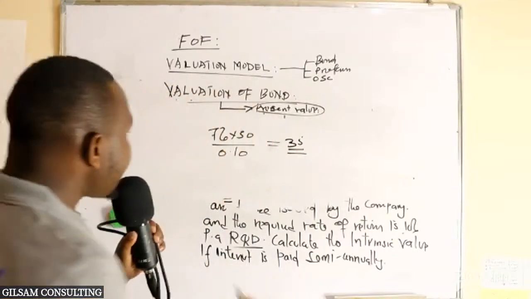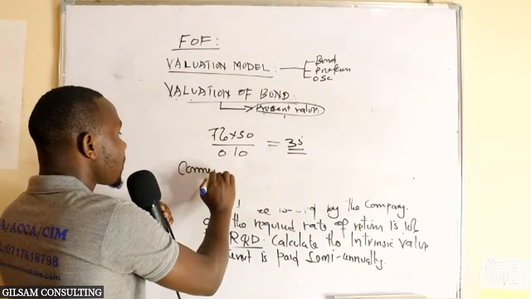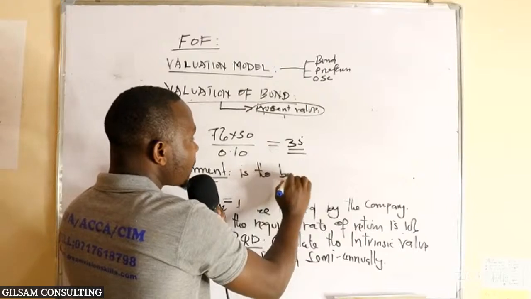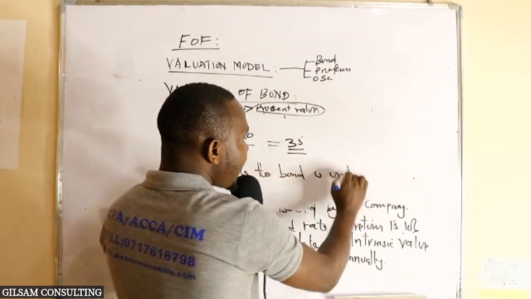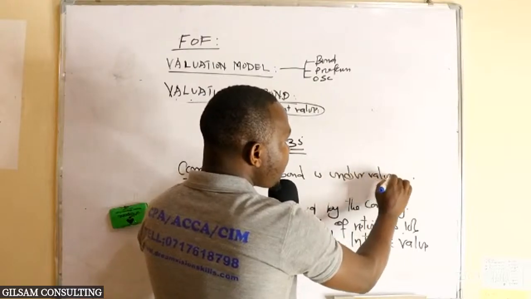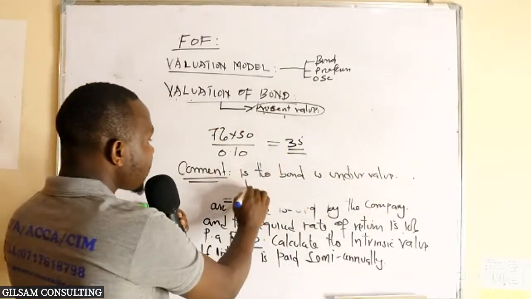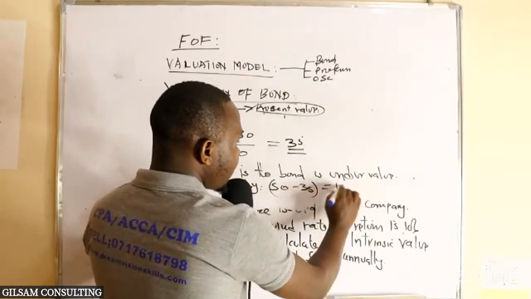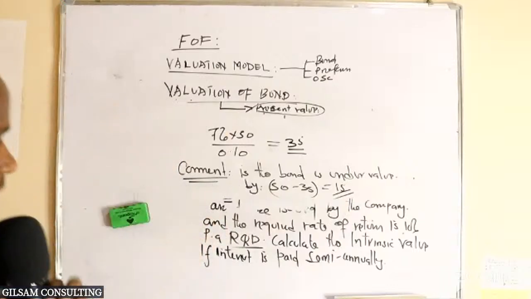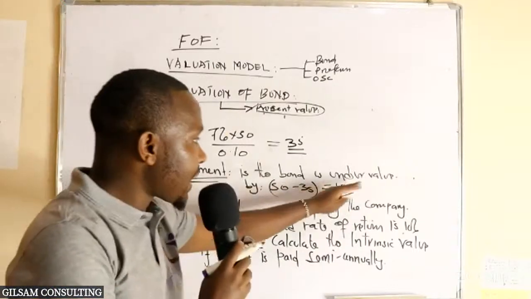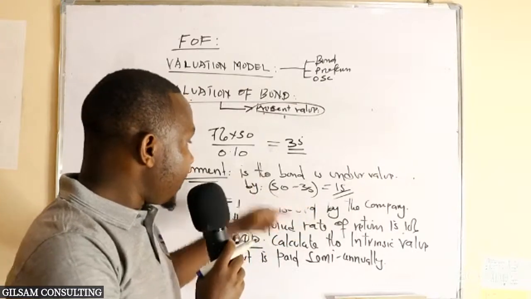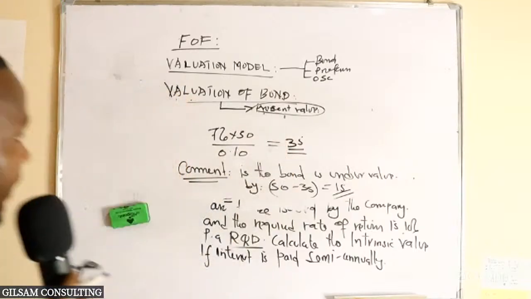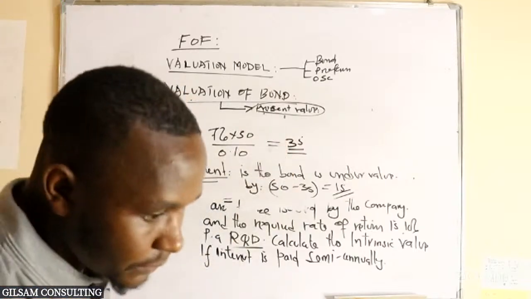So examiner atakwambia comment. The comment is that the bond is undervalued. The bond is undervalued by how much? 50 minus 35, 15 shilling. If examiner asks you to comment, it's that the bond is undervalued by 15 shilling. The original price was 50, but now they are selling at 35.